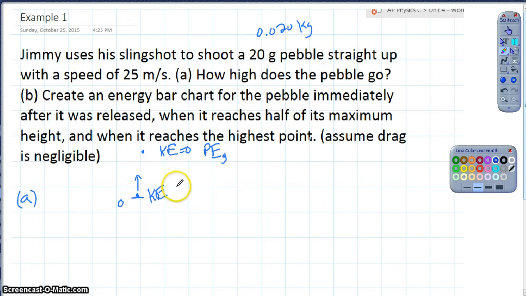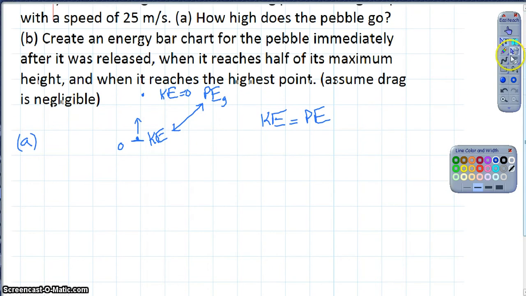Right, so what that tells us is, because those are the total energies at those locations, my kinetic energy converts to my final potential energy. I could set this up using the entire equation that I just saw: the initial kinetic energy plus the initial potential energy equals the final kinetic energy plus the final potential energy.